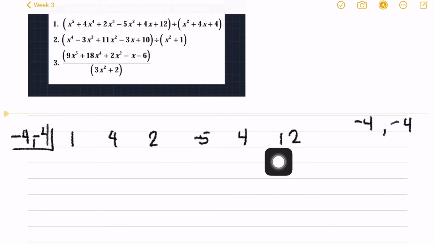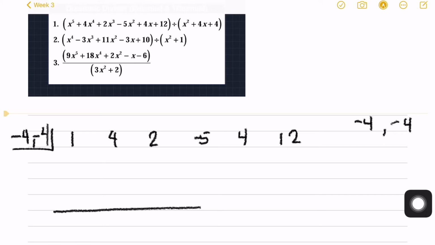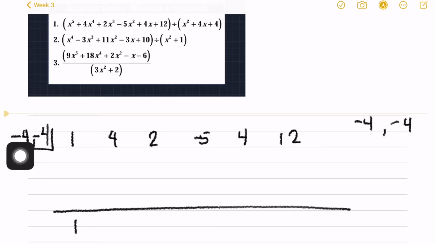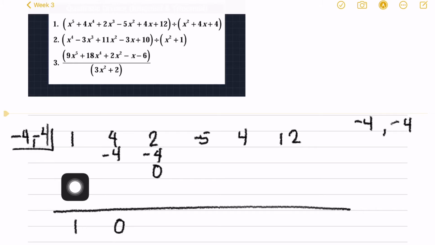Kung meron kang 1, 2, 3, 4 rows na magagamit, bring down the first number, which is 1. Then 1 times negative 4 is negative 4. Then add natin tong column. 4 plus negative 4 is 0. 0 times negative 4 is 0. 0 times another negative 4 is 0.